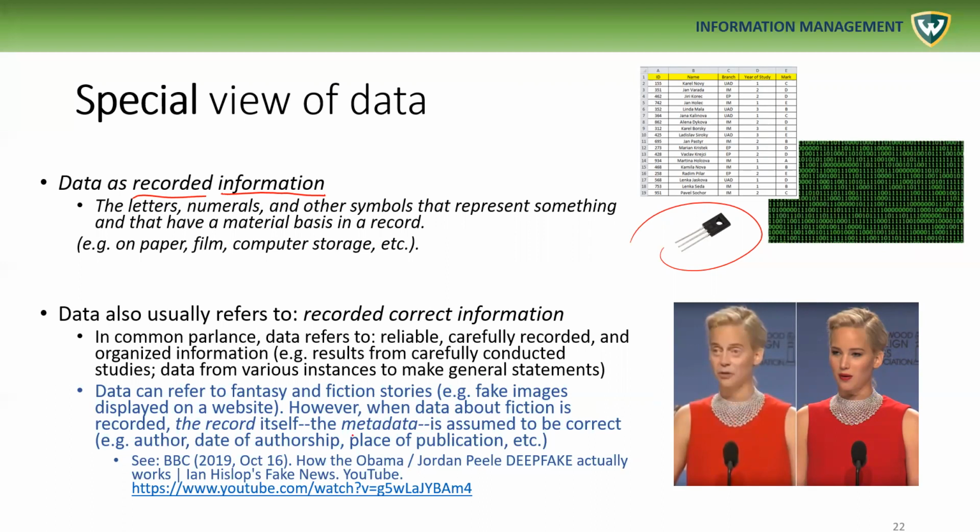But the metadata about this image, I'm sorry, the information or the data about the record, when this image was created, who it was created by, and so on, that could be correct, and that could be reliable information. So we can get a little bit meta in our views here. And of course, this is referred to as the metadata. The data about the data can be true, while the data itself refers to fake or untrue or incorrect information.